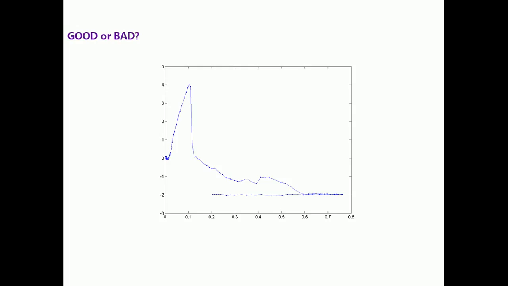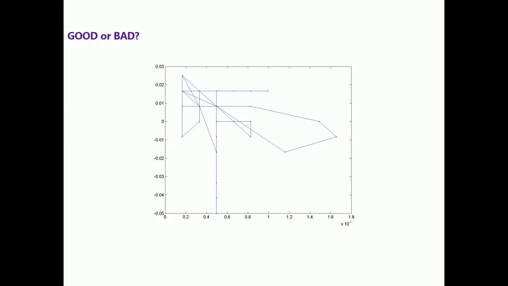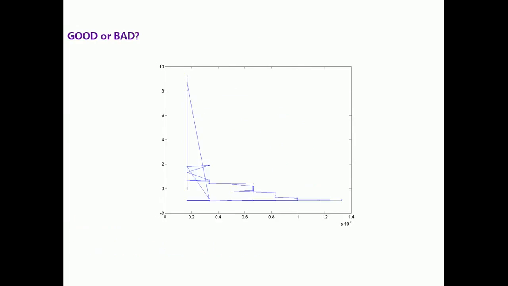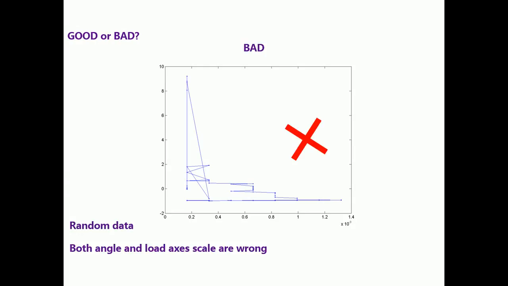What about this one? Good or bad? This one is good. What about this one? Well, it's pretty easy. It's bad because it's just random data and both the angle and load axis scales are wrong. What about this one? Well, it's bad for the same reason. Random data, and the axis scales are wrong.